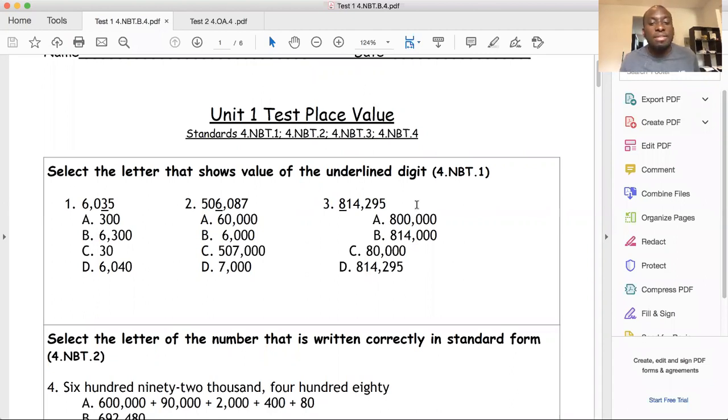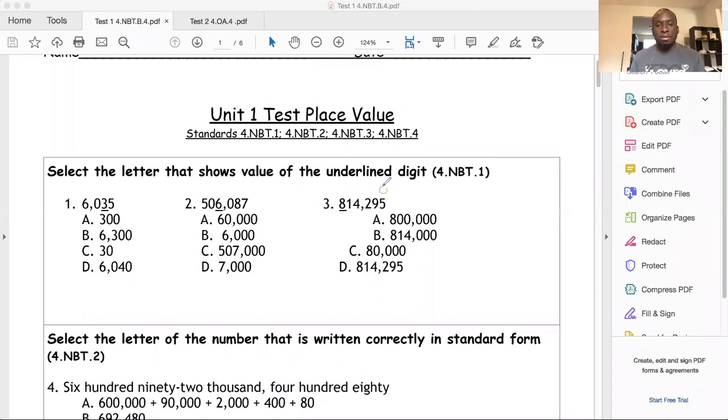I'm not going to do every single problem on the test, but I will do one from each section. So let's start. I'm going to do number 3. Numbers 1, 2, and 3 say select the letter that shows the value of the underlined digit. With this specific problem, I want to look at the one I'm doing. So I'm going to do number 3. I'm going to first list my place values.